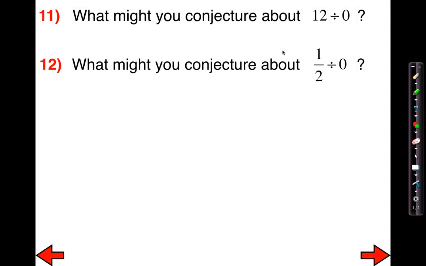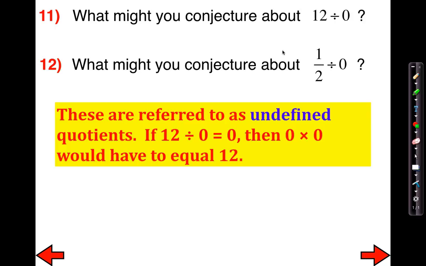So, what might you conjecture about 12 divided by 0, and what might you conjecture about 1/2 divided by 0? These are referred to as undefined quotients. If 12 divided by 0 is 0, you would expect, if I worked my way backwards, that 0 times 0 is 12. Unfortunately, that's not true.